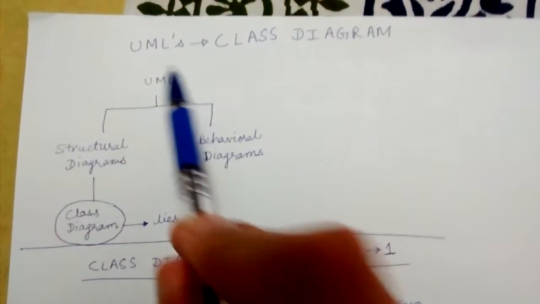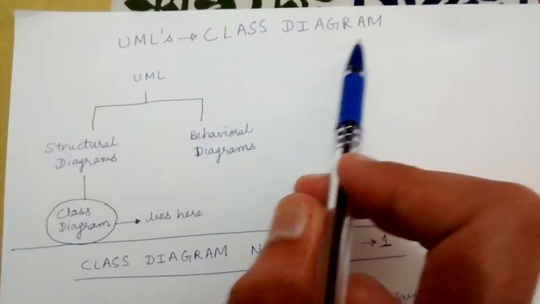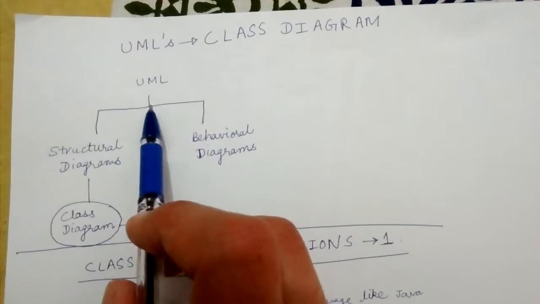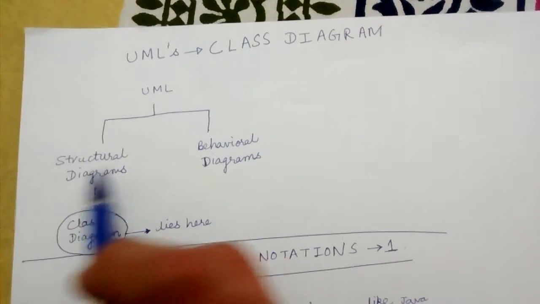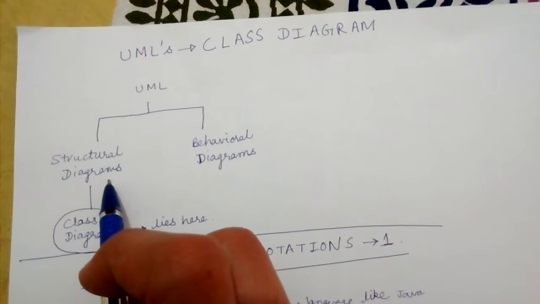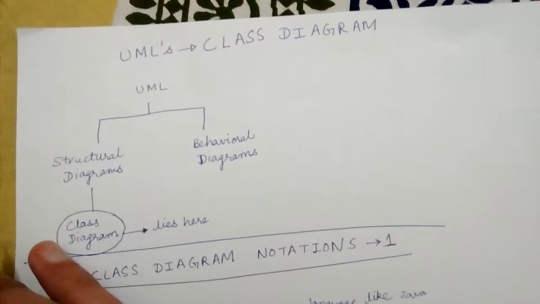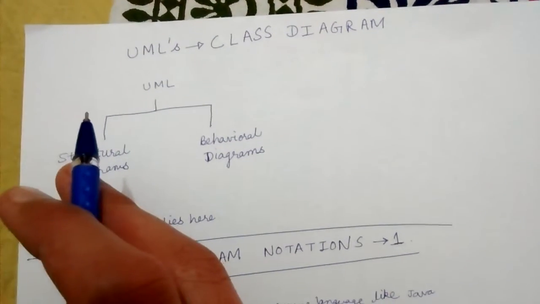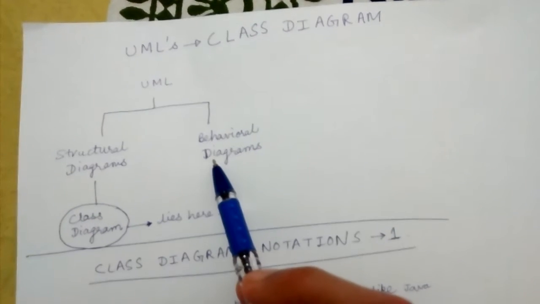So friends, today we will learn about UML's class diagram. UML has two kinds of diagrams. One is structural diagrams, which are used to represent the structure of your code, how your code is organized, what the various classes are, and what the various interactions between those classes are, etc.